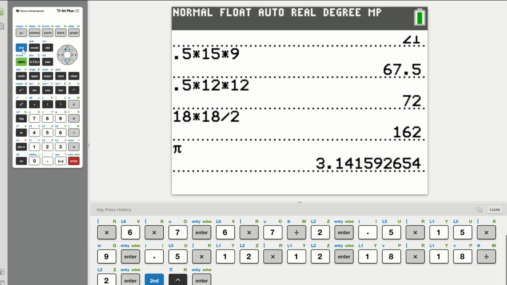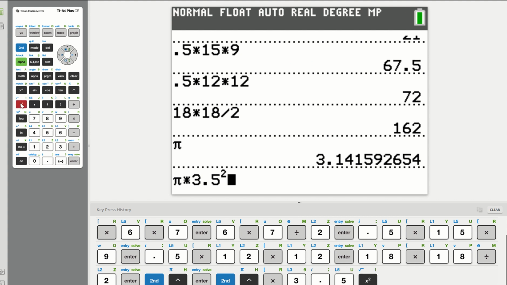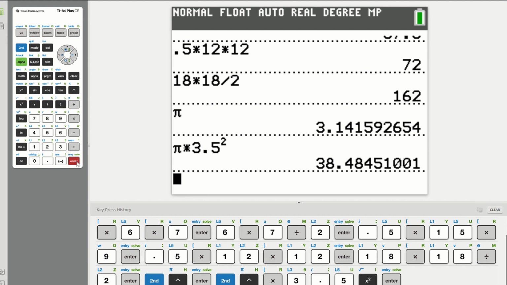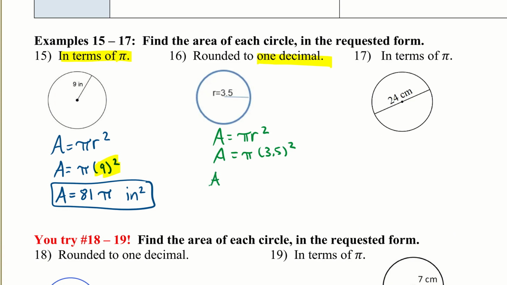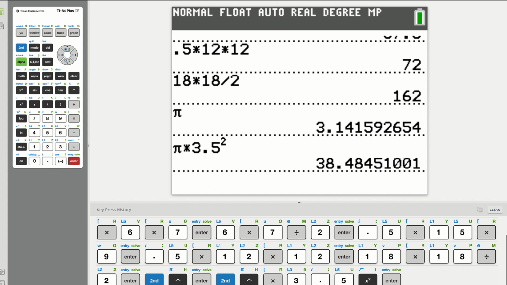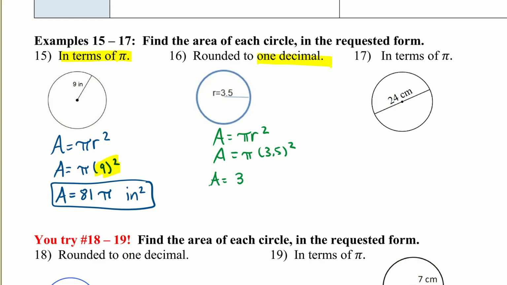So I'm going to actually type it just how it looks. I'm going to do pi and then times 3.5 squared, or you could do times 3.5 times itself. But I think the squared button is pretty handy. We'll get around 38.48, but since we're rounding this to one decimal, this second decimal informs me to round the 4 up to a 5. So this would be, oh, I already forgot the answer. Was it 38.5? Now there are no units on this one, so I'll put units squared.